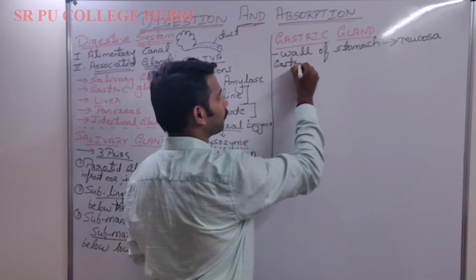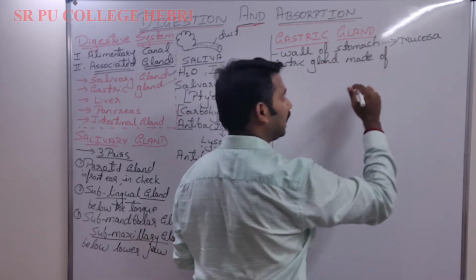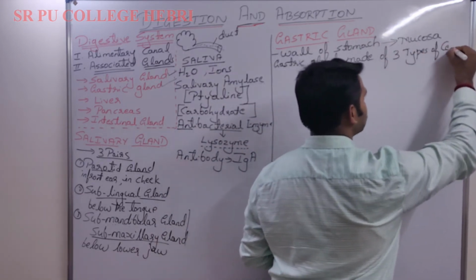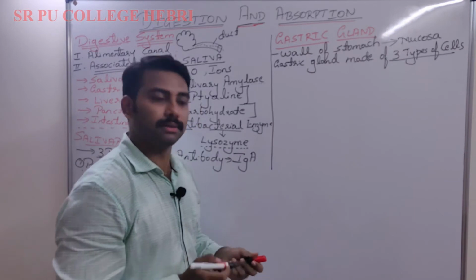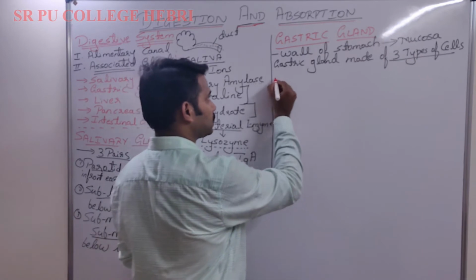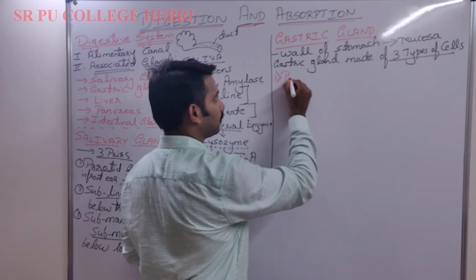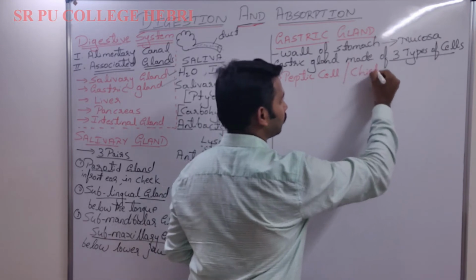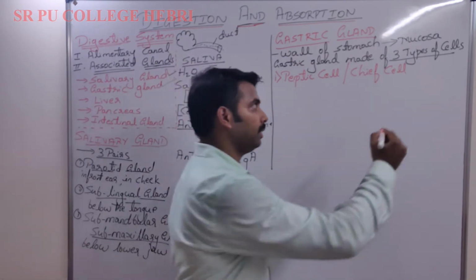Note down, the gastric gland is made of 3 types of cells. How many types of cells are present in the gastric gland? 3 types. Mark it as a very important 3-mark question. What are they? The first one, number 1, is the peptic cell, or it is also called chief cell. I repeat, number 1, peptic cell, or it is also called chief cell.